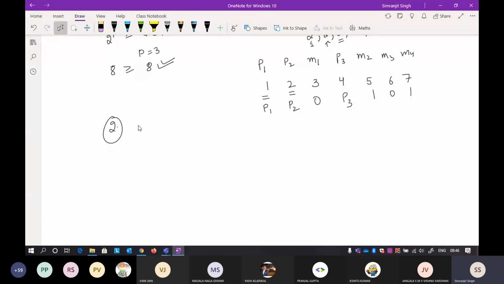Assume you need to know which parity bit should be assigned to which position. I'll write it: which parity bit should be assigned to which positions. I'll tell you the meaning of this statement.